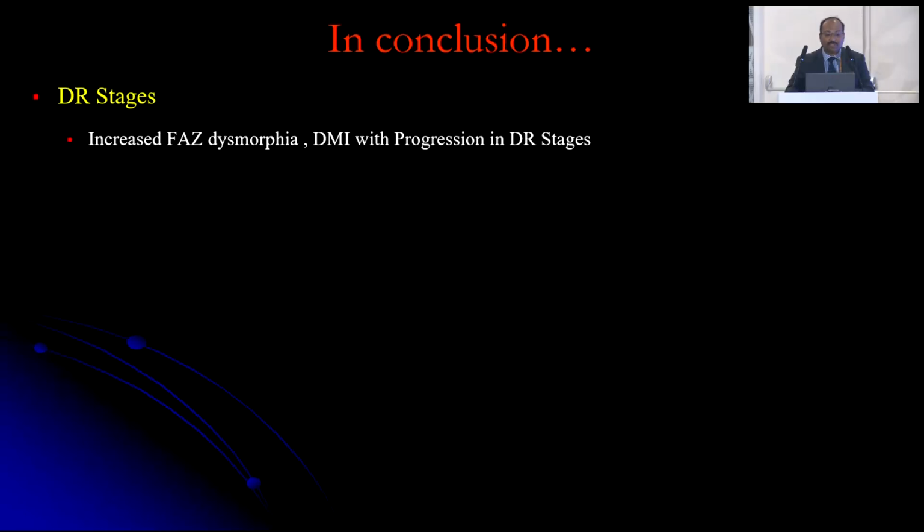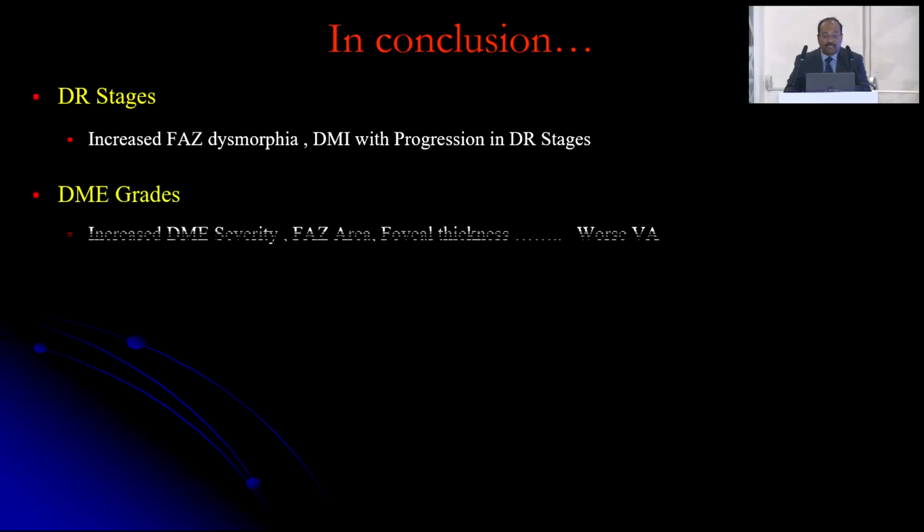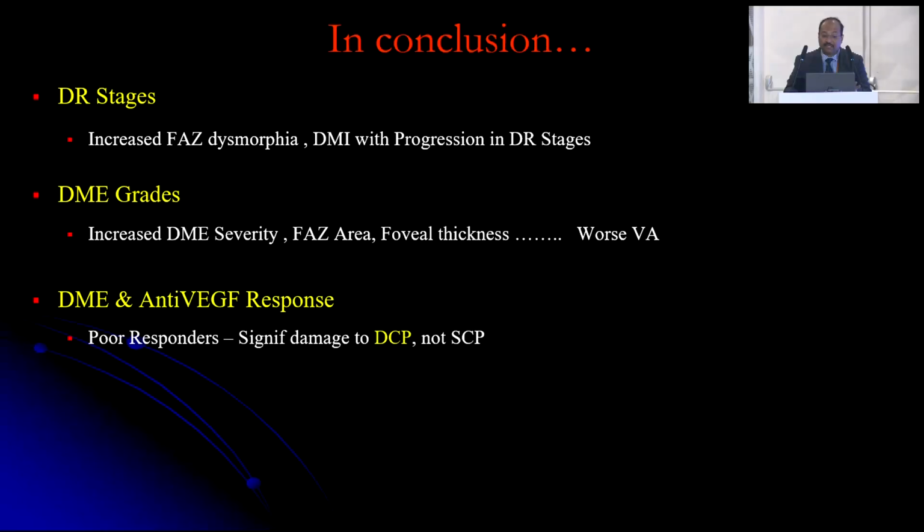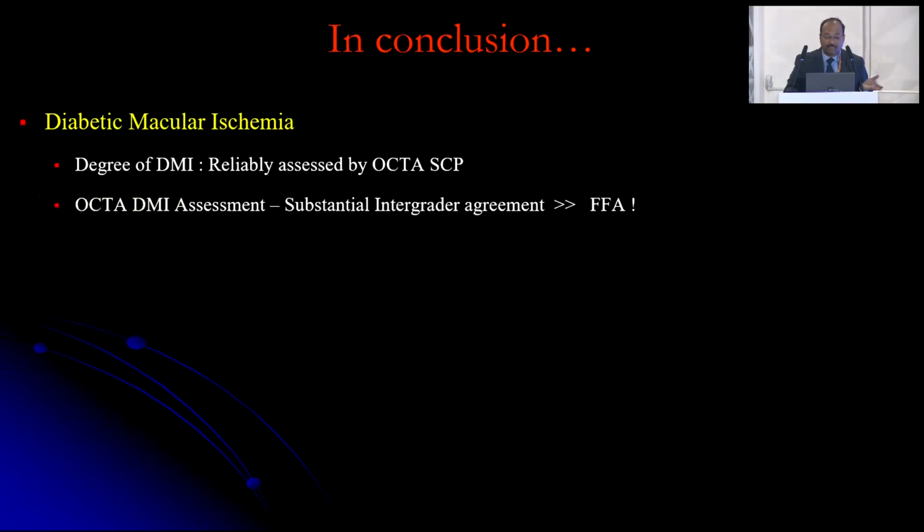So in conclusion, diabetic retinopathy stages, I'll just put everything together. Increased phase dysmorphia and diabetic macular ischemia can be seen with progression in DR stages. DME grades: there is increased DME severity, and phase area and foveal thickness correspond well with worsening acuity. Anti-VEGF response in DME: poor response, let me reiterate, is linked to significant damage to the DCP, not quite SCP, at baseline, and therefore you can use that as a marker for poor response.